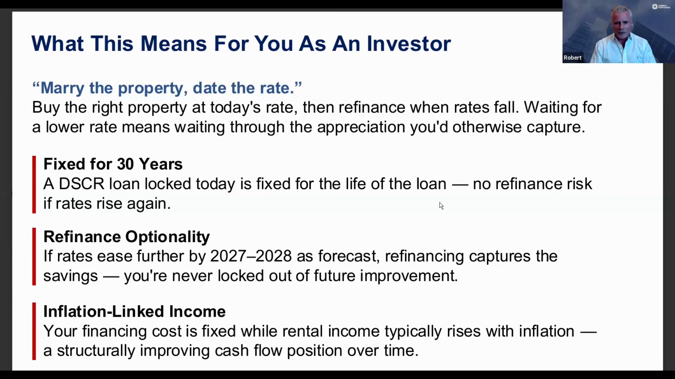They go off of the whole thing. Marry the property, but date the rate. They can always refinance. They can always get a lower interest rate when the market moves, but you're not always going to get a property today at the price that you want.